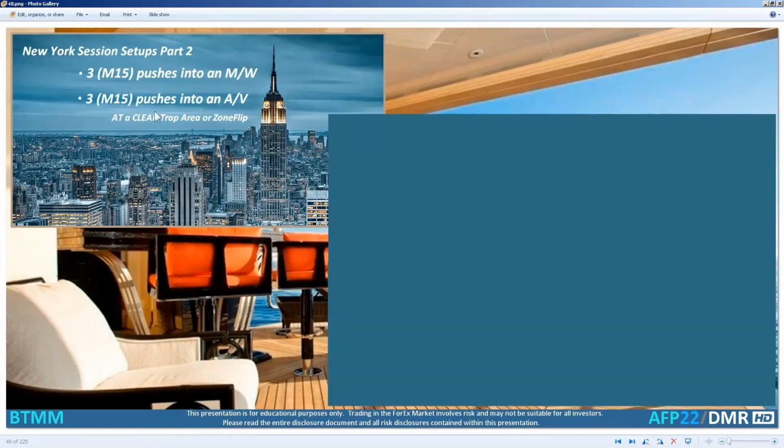Okay, remember, it's 3 M15 pushes into an A or V pattern, single spike. It's not an M or W, it's an A or V, but you're dealing with a previous trap area to the left or a zone flip to the left that implies a higher time frame M or higher time frame zone flip. Okay, that's huge. Without this, you're just taking A's and V's in New York Empire State Candles with nothing to the left. Don't recommend that. Don't do that. You want to have something to the left that you can put your teeth into.